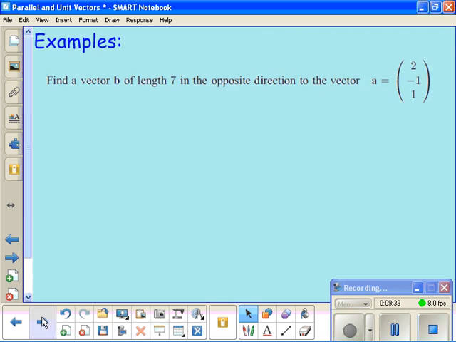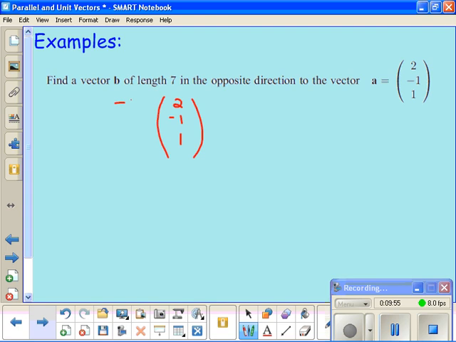Continuing, so here we want to find a new vector, b, that has a length of 7 units in the opposite direction of vector a. So we know it has to be 7 units long, but it has to be in the opposite direction. So we're still going to use 2, negative 1, 1. It has to be a length of 7 in the opposite direction. So opposite direction is going to be negative.